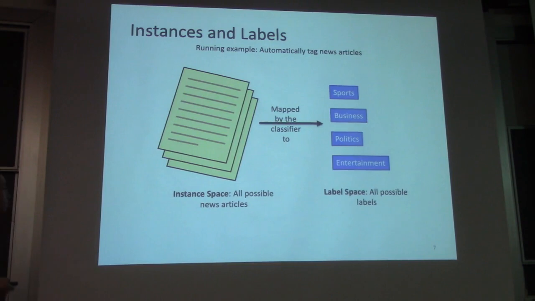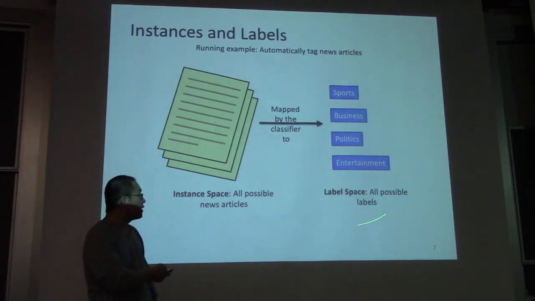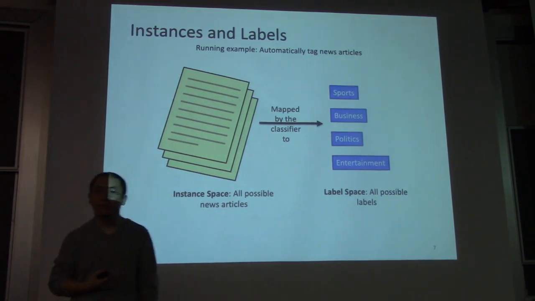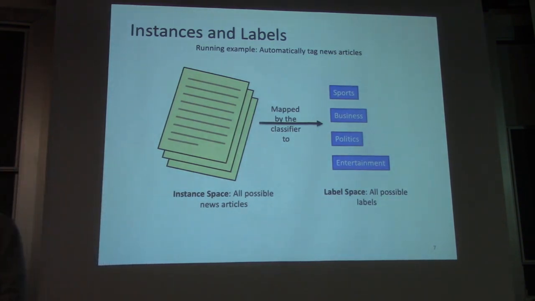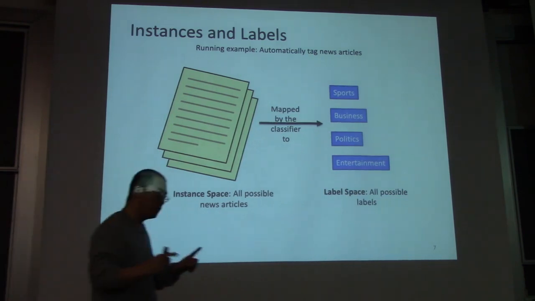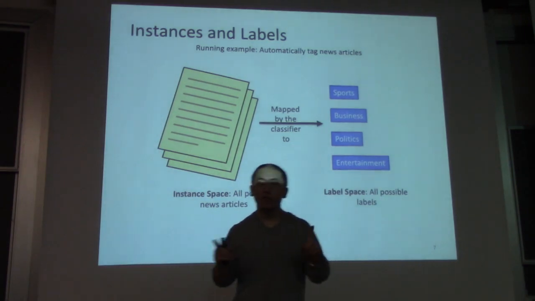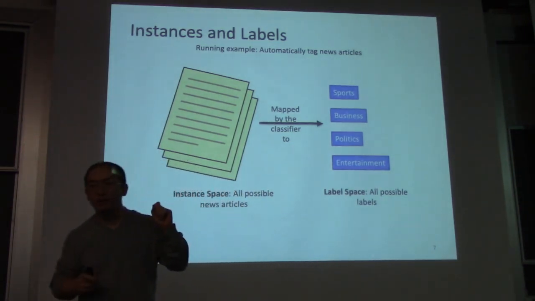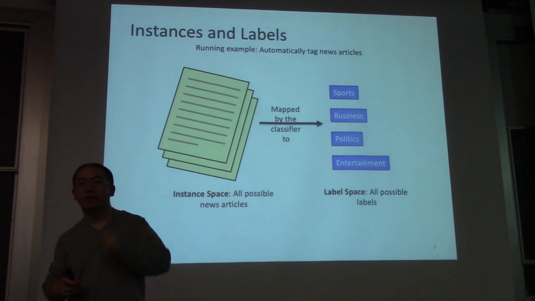Then we can consider all possible news articles, the set of all possible news articles, as the instance space. And correspondingly, we take the set of all possible labels as label space. So this formed generally two factors in supervised learning. First, what is the instance space? And second, what is the label space? Right?